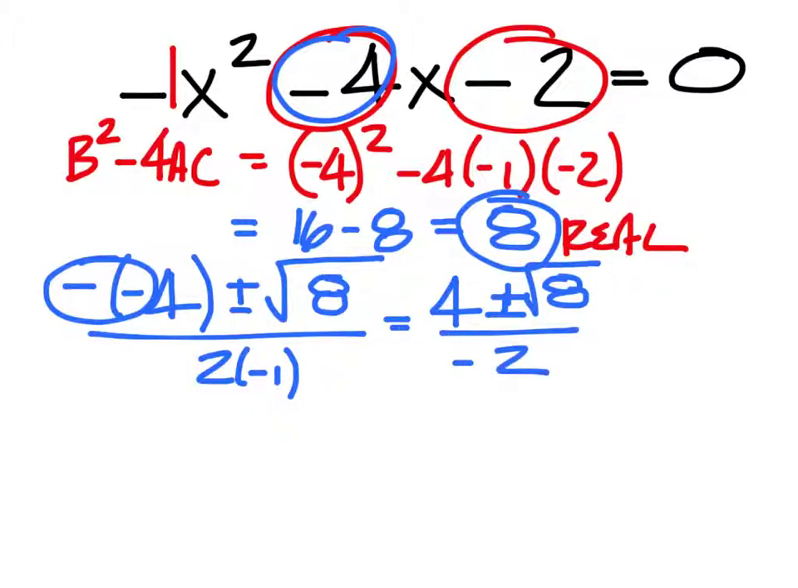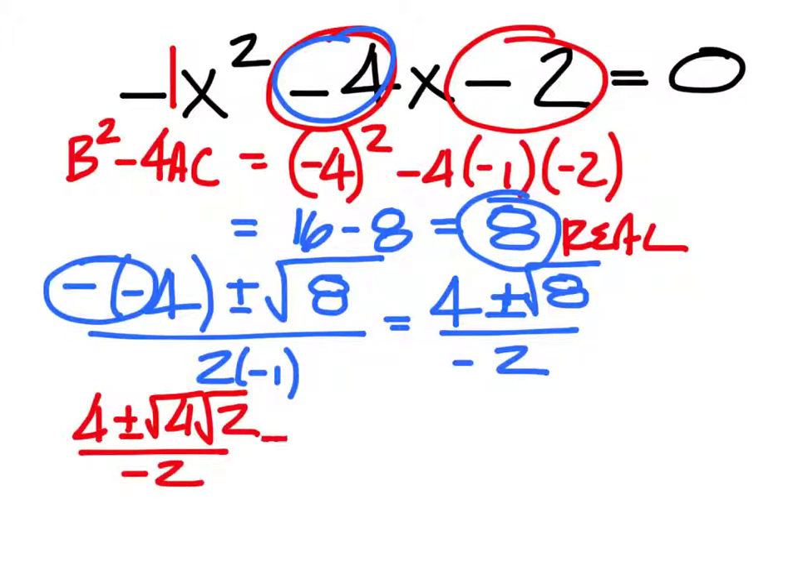I can simplify the square root of 8. What perfect square goes into 8? 4, yes. So we'll have 4 plus or minus the square root of 4 square root of 2 over -2. And of course the square root of 4 is 2.